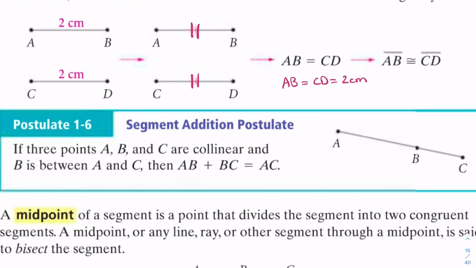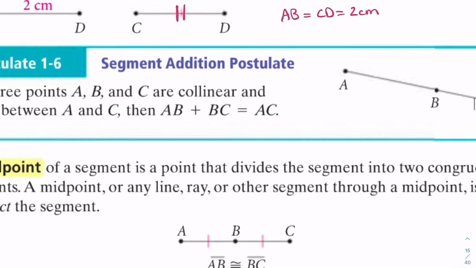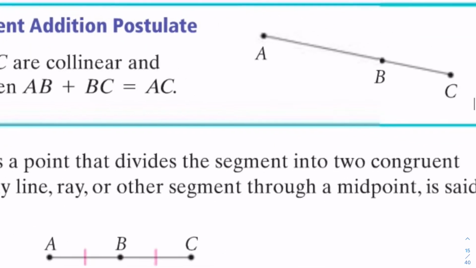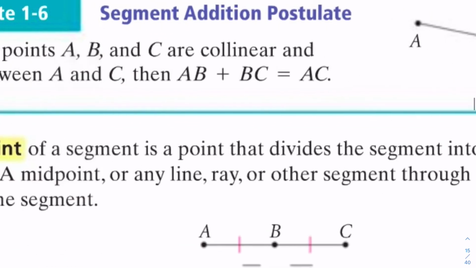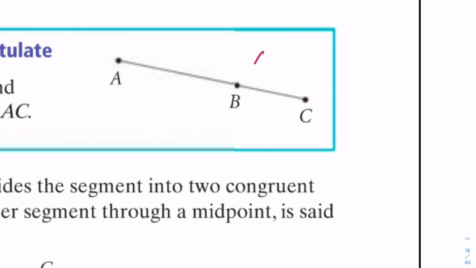So here is our next postulate. This is an accepted statement of fact. AB plus BC equals AC, as long as this line is collinear, and as long as B falls in between A and C. Okay, so what does that mean? B is in between A and C.